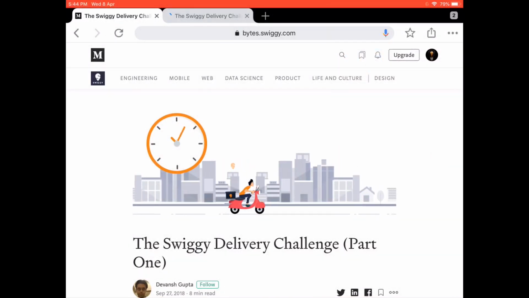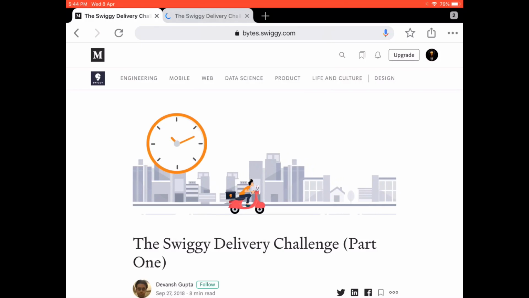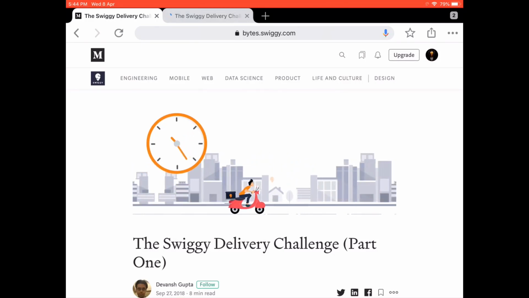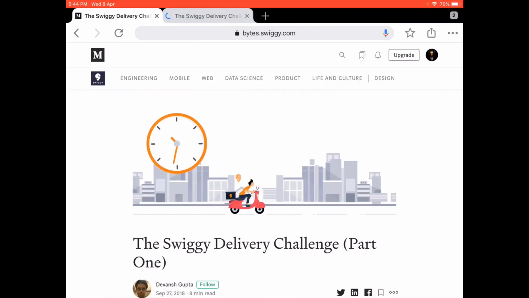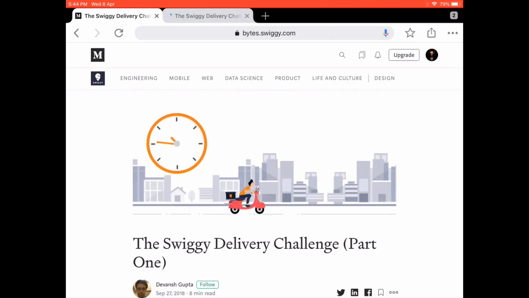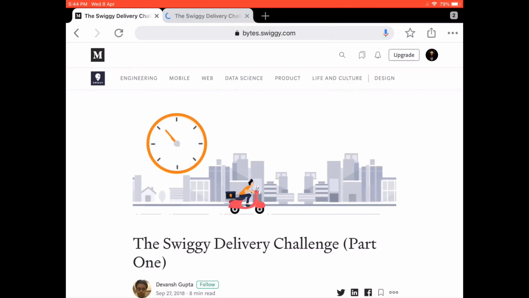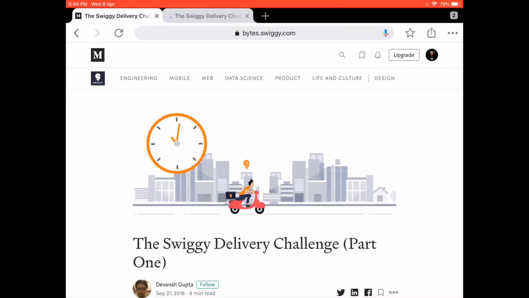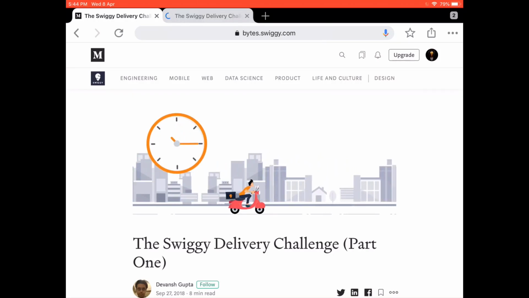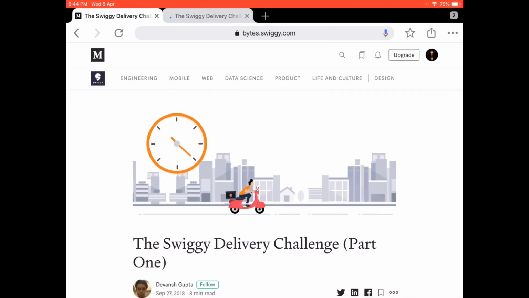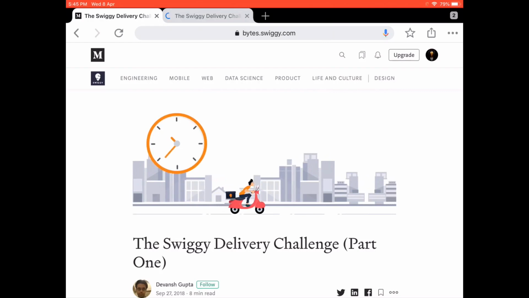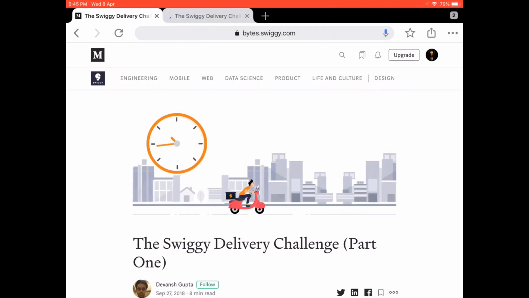And today I'm going to share with you a very common problem statement that almost every online delivery service company faces, and that is the traveling salesman problem, commonly known as TSP. I have found an article online at the website bytes.swiggy.com. For my friends outside of India who are not familiar with Swiggy, Swiggy is one of the fastest growing online food delivery service companies in India.